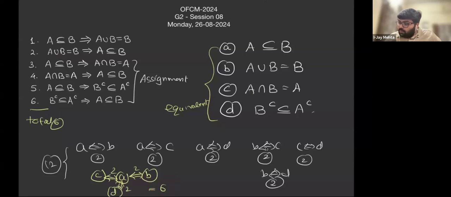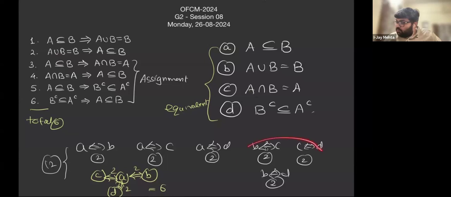So if I want to show that B implies D, I will make use of B implies A and then A implies D. If I want to show that D implies C, then I'll make use of D implies A implies C. If I want to show that A implies B, then directly this. So here also from anywhere I can prove anything. I can assume one and I can prove the other. So here also the number is 6.